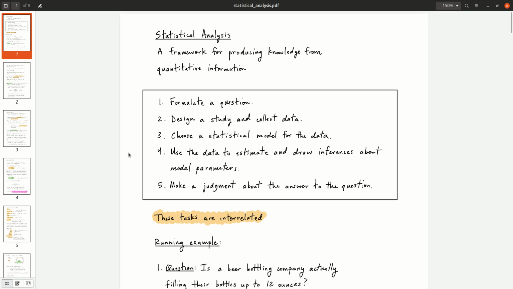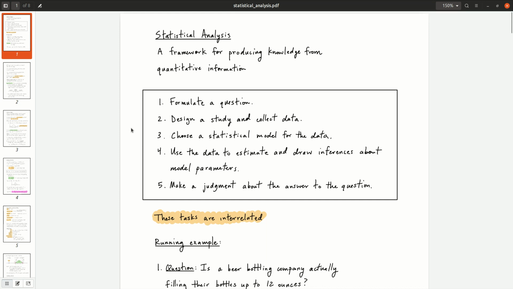The fourth is to use the data to estimate and draw inferences about model parameters, and we'll say what we mean by that. And then the last step is to use all of these things that you've done in the first 4 steps to make a reasoned judgment about the answer to your question. And that judgment may be that you don't know, which is perfectly fine if that's the reasonable thing to say.